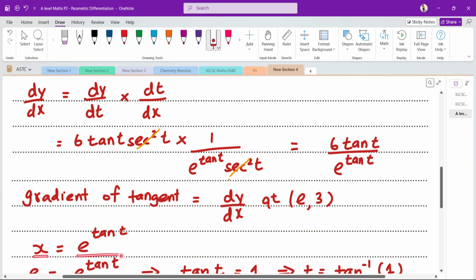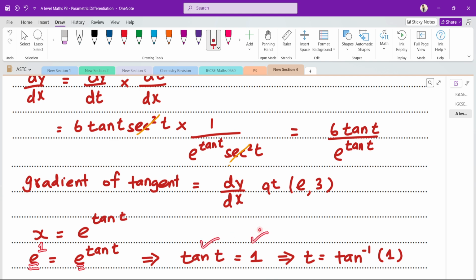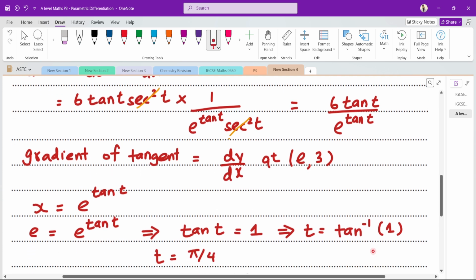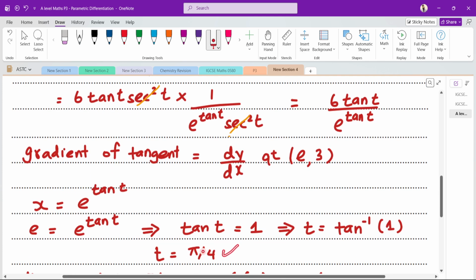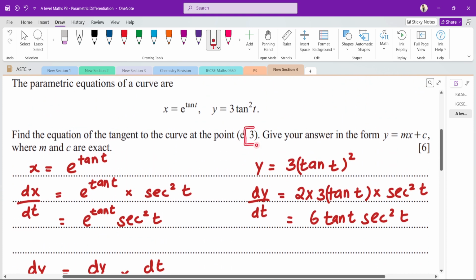x is equal to e to the power tan t. The value of x is e, and here we have e to the power tan t. So we know that e is e to the power 1. If I equate the powers because the bases are the same, I can say that tan t is equal to 1. Tan inverse of 1 will be pi upon 4. So the value of t is going to be pi upon 4. You can also obtain the value of t by plugging in the value of 3 over here, and that's another way you can find the value of t.